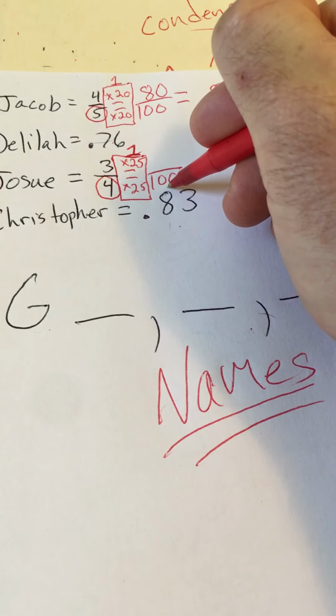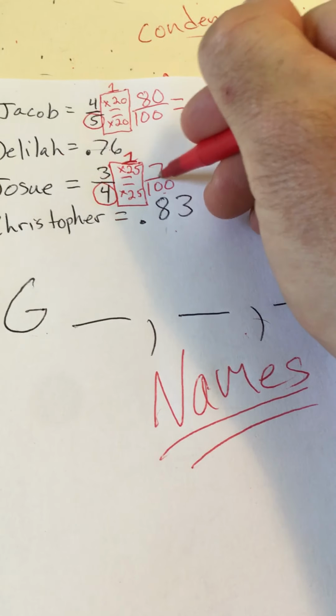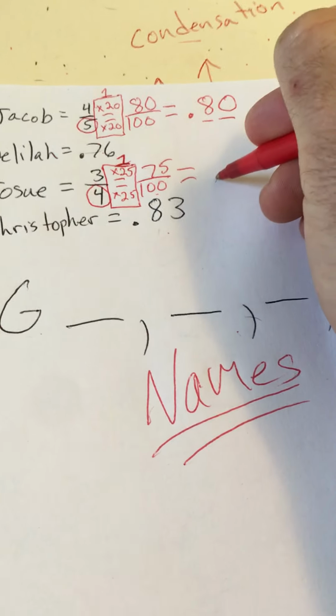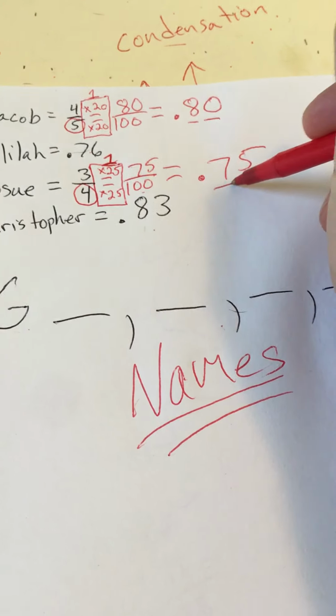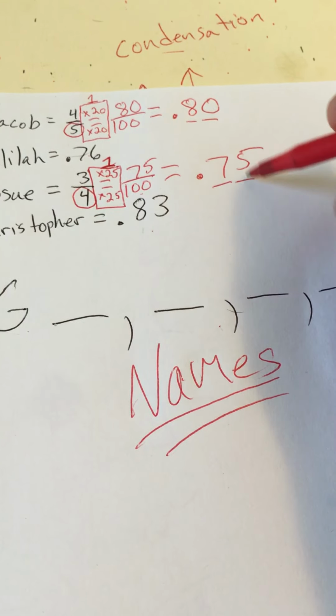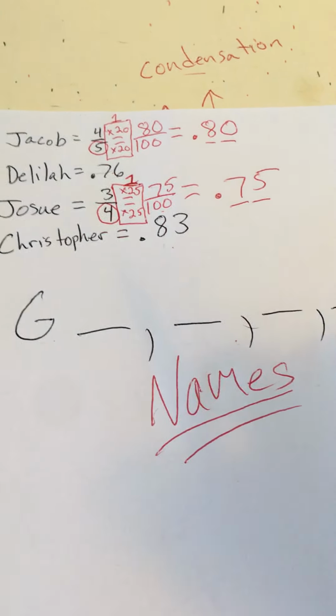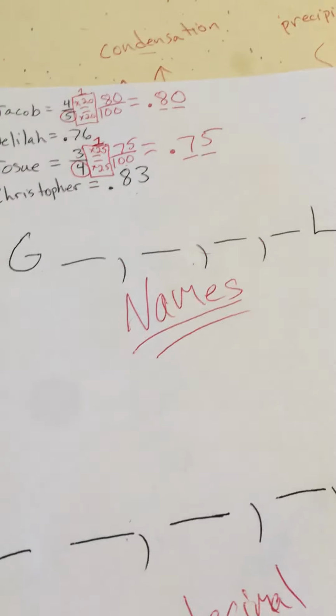So 4 times 25 got us to 100. 3 times 25 is 75 hundredths, which we write as 0.75. 7, that's the tenths place. 5 is the hundredths place. So now we got them all written as decimals.